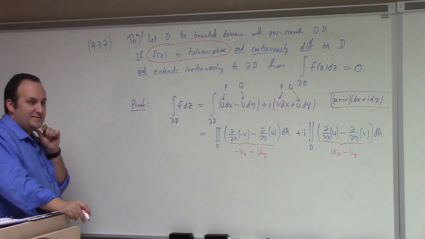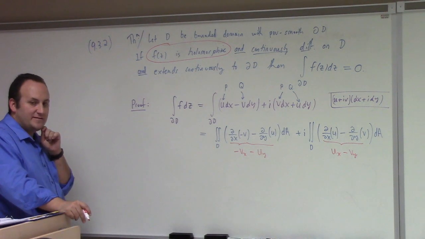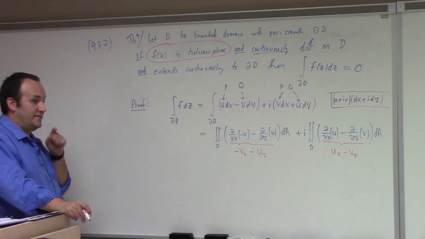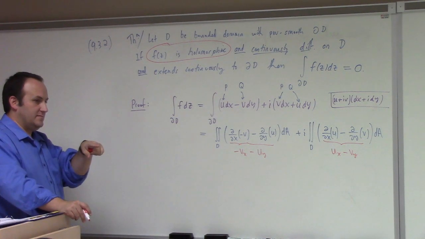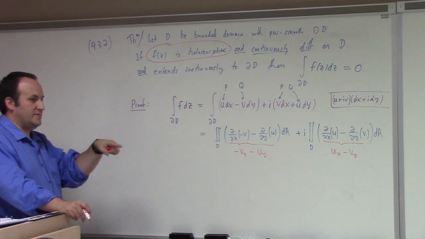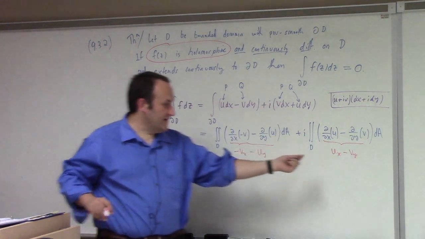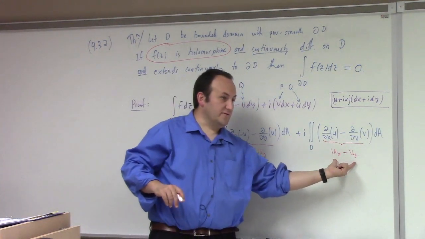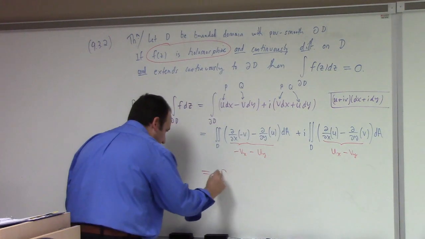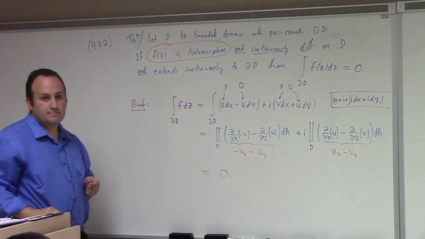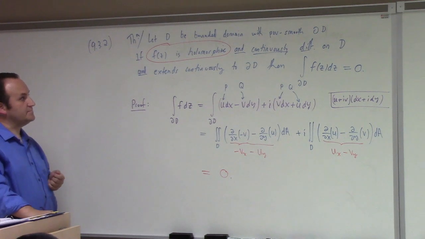How are Vx and Uy related? They're not, no. The Vx and Uy, those are the negatives. But you're right about these. Ux is equal to Vy. In other words, 0 and 0. So 0. And that's Cauchy's theorem.